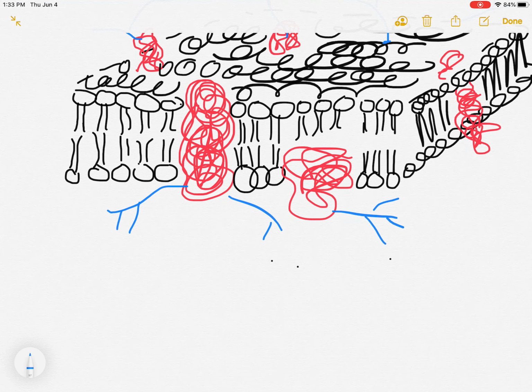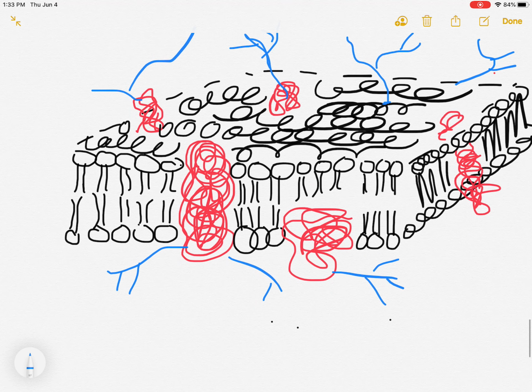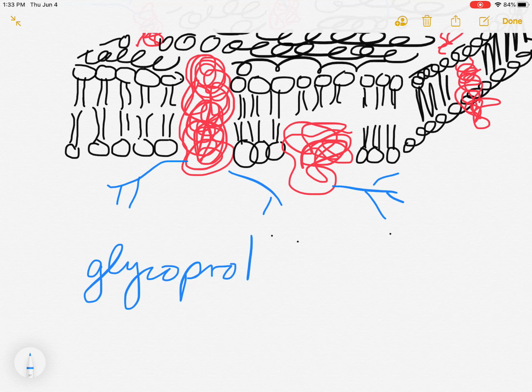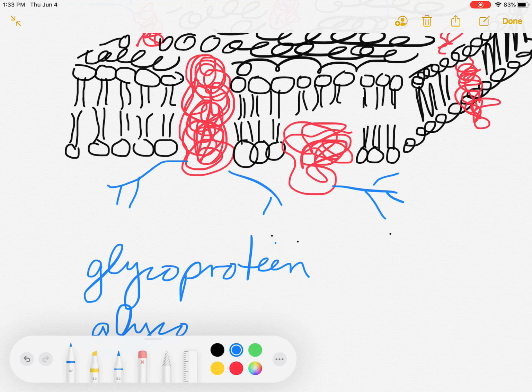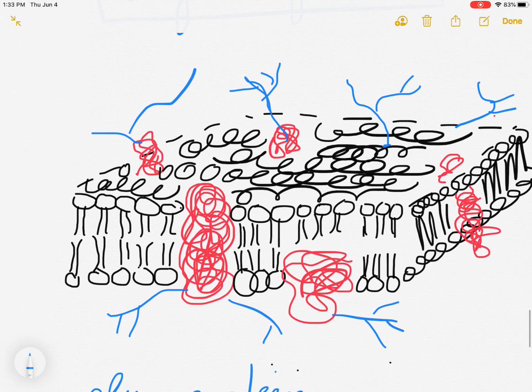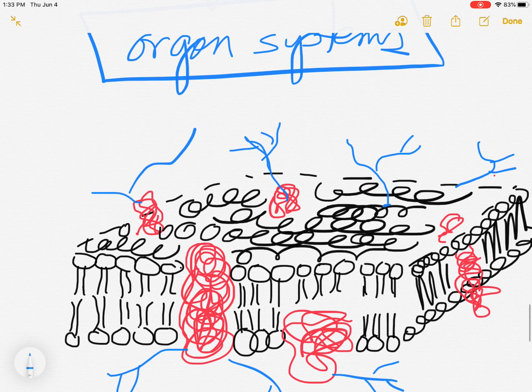And these are made of hydrogen and carbon mostly. When they stick to a protein, they're called a glycoprotein. And when they stick to a lipid, a black molecule, they're called a glycolipid. But they stick all over.